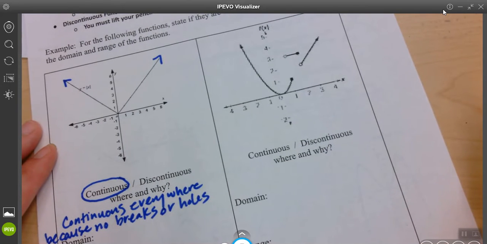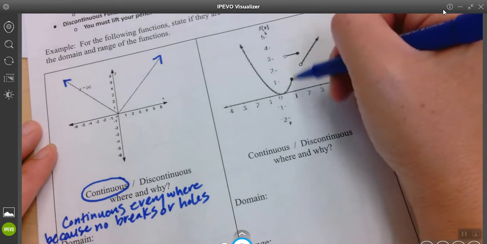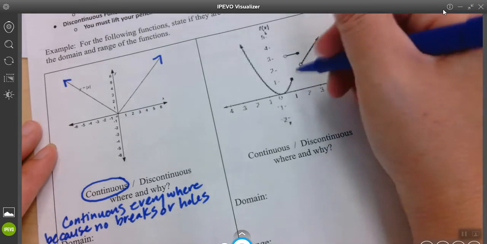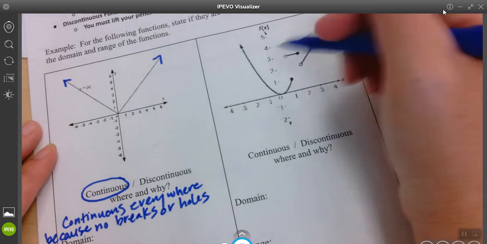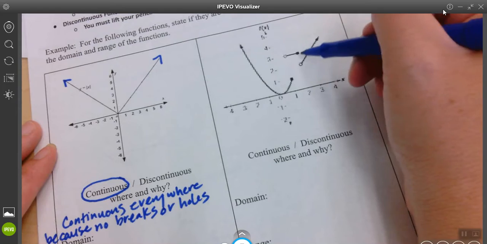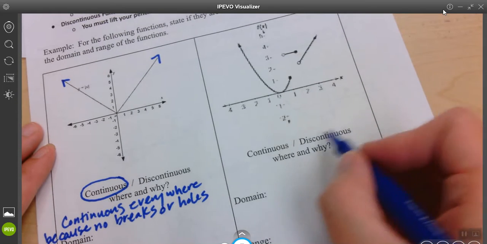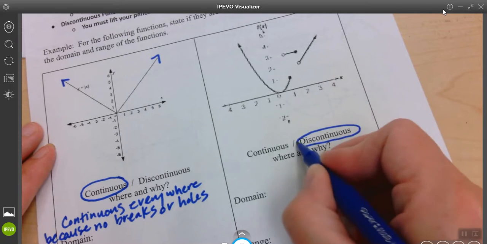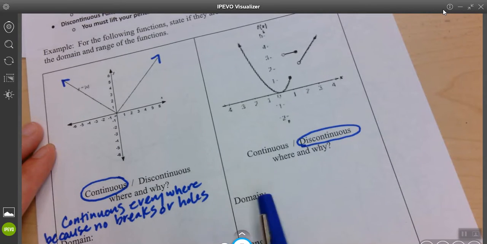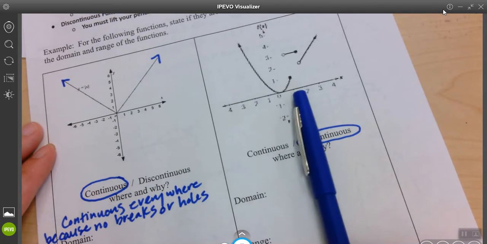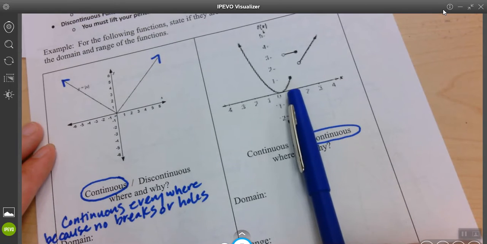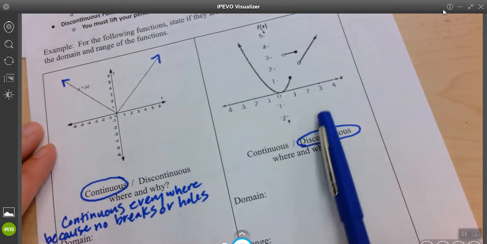All right, and then the next one you can see does have breaks in it. We're going to say that it has breaks and not holes because if you take a look, there actually are no missing values in this function. So this one is discontinuous. And it's discontinuous at certain x values. So looking here, it's discontinuous when x equals 1, and then again when x equals 2.